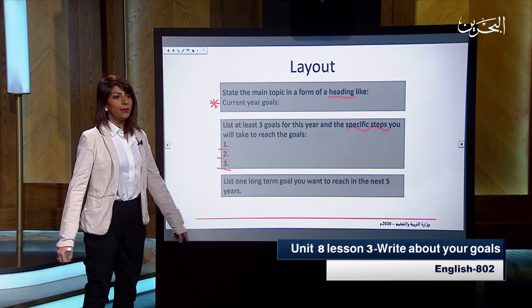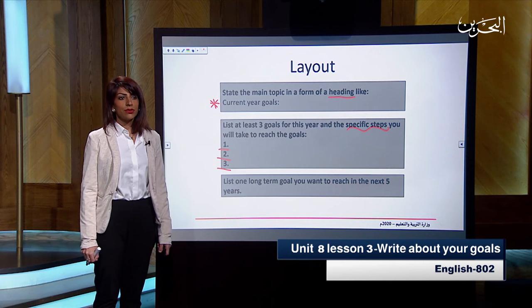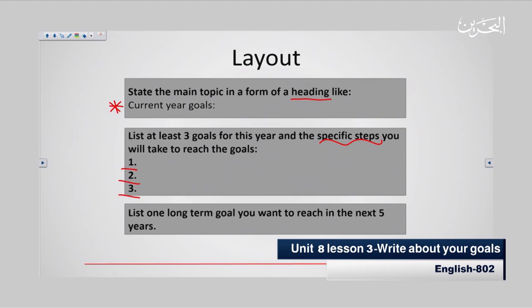Let's move to the final paragraph here. You're going to list one long-term goal you want to reach in the next 5 years, or it could take more than 5 years. For example, here where you have to mention being a student, that you want to be, for example, write about your future job.